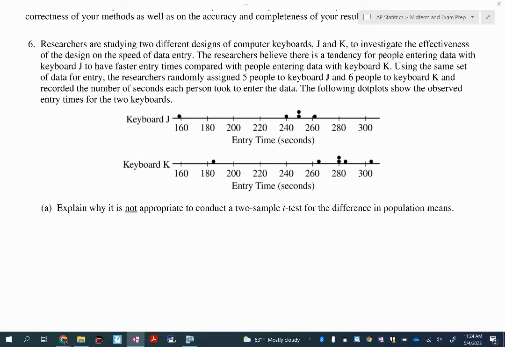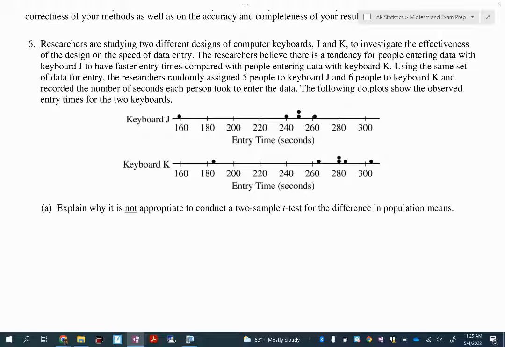All right. So we have researchers studying two different designs of computer keyboards, keyboard J and keyboard K. And they're hoping to see if this increases the effectiveness of the speed of the data entry. So they're saying that they believe there's a tendency for people that enter data with keyboard J to have faster, so smaller, entry times compared with people who use keyboard K. All right, they give us two dot plots for these 5 people with keyboard J and 6 people with keyboard K. Now, first thing I noticed about the dot plots is that you've got in keyboard J and keyboard K what looks like potential outliers.